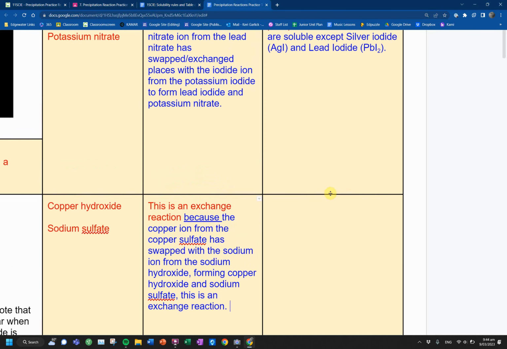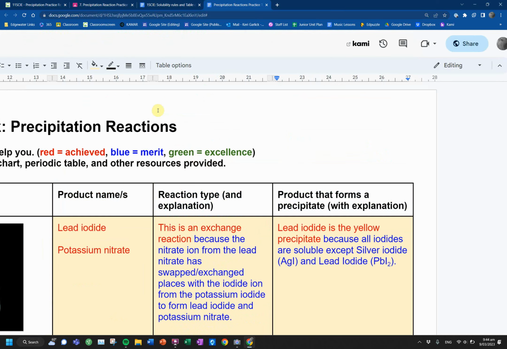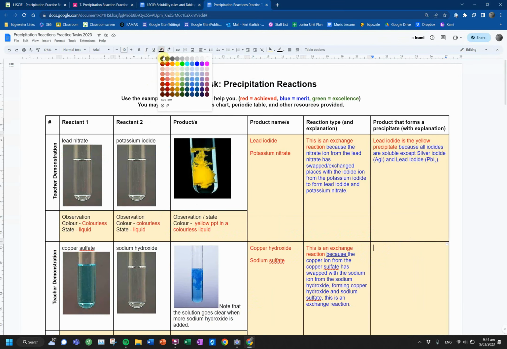So over here, we would write down, let me just change it to red. Zoom back out. All right. Copper hydroxide is the blue precipitate. It also makes sense because the copper sulfate was a blue solution, so I'm not surprised that the precipitate is also blue.